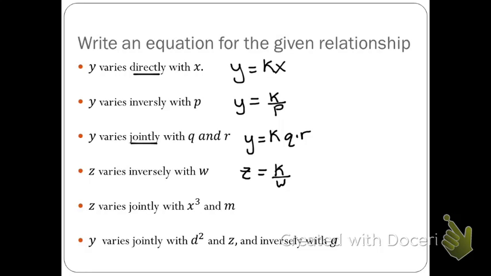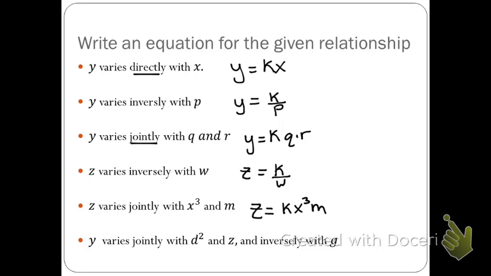This second to last one, z varies jointly with x cubed. Oops, I forgot my k value. So k, x cubed, and m. So m is also in there. So again, all in one line because jointly is just directly, but with extra.